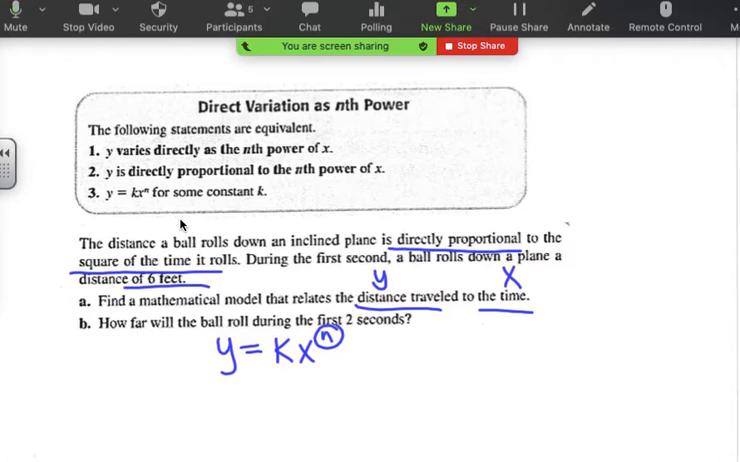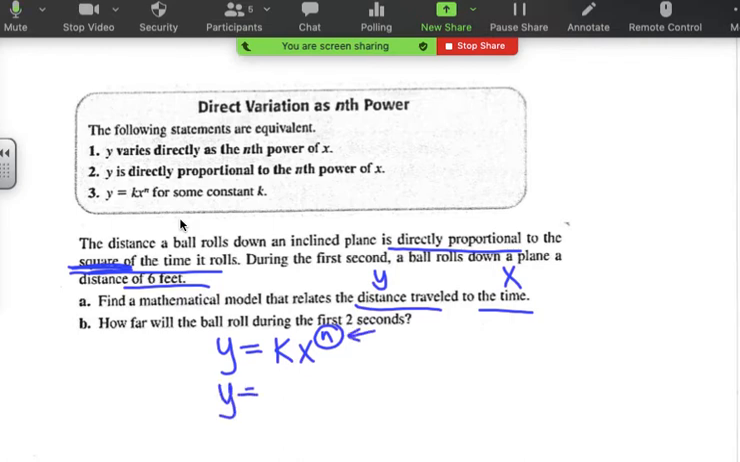Because if you think about rolling a ball down a hill, the distance that it rolls depends on how long it's rolling for. So in proportions, that would make sense that the y variable is dependent on whatever x is, because the distance depends on whatever the time is. The only thing that's different here is that they say it's directly proportional to the square of the time it rolls. So that's where this comes into play.